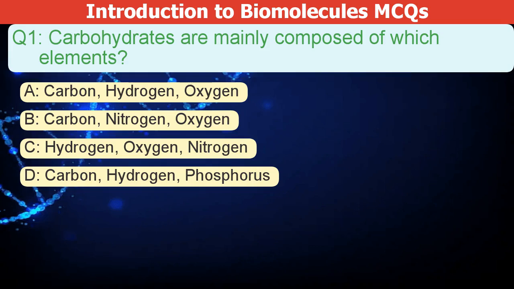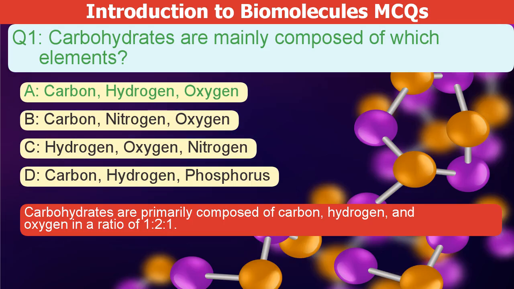Carbohydrates are mainly composed of which elements? A. Carbon, hydrogen, oxygen. B. Carbon, nitrogen, oxygen. C. Hydrogen, oxygen, nitrogen. D. Carbon, hydrogen, phosphorus. The correct answer is A. Carbohydrates are primarily composed of carbon, hydrogen, and oxygen in a ratio of 1 to 2 to 1.